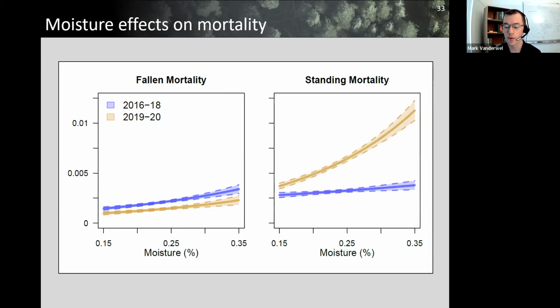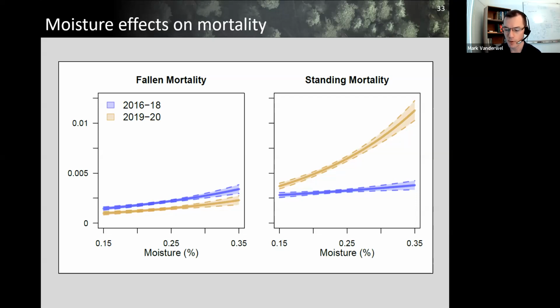If we turn to look at standing mortality, however, here we see that the picture is quite different. We do note that there is a strong increase in standing mortality in more recent years, but what is perhaps surprising is that most of that increase in standing mortality rate has been observed in the wetter sites on the landscape. The increase in mortality rates in the drier sites has been much lower than it has been in wetter parts of our network of sites.